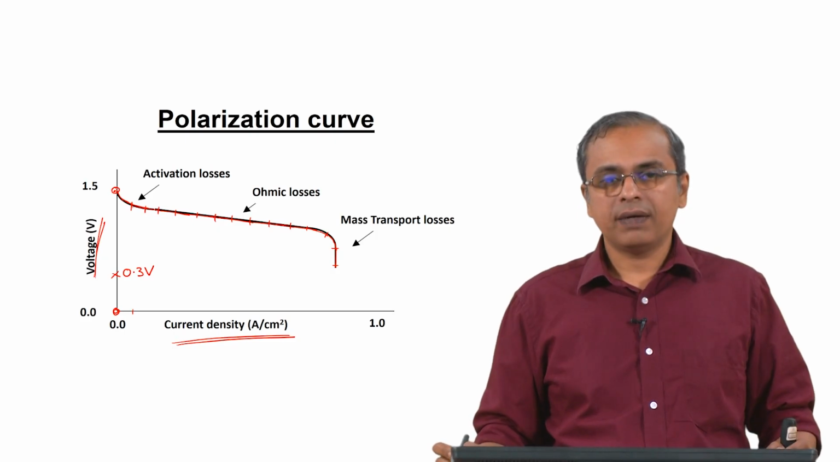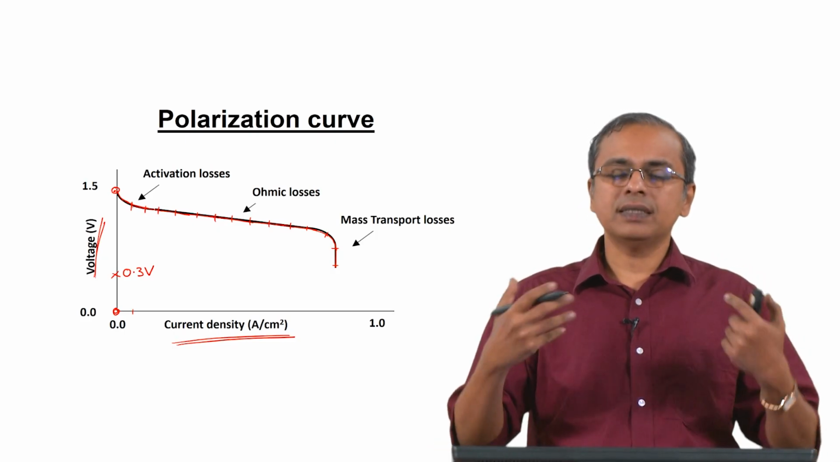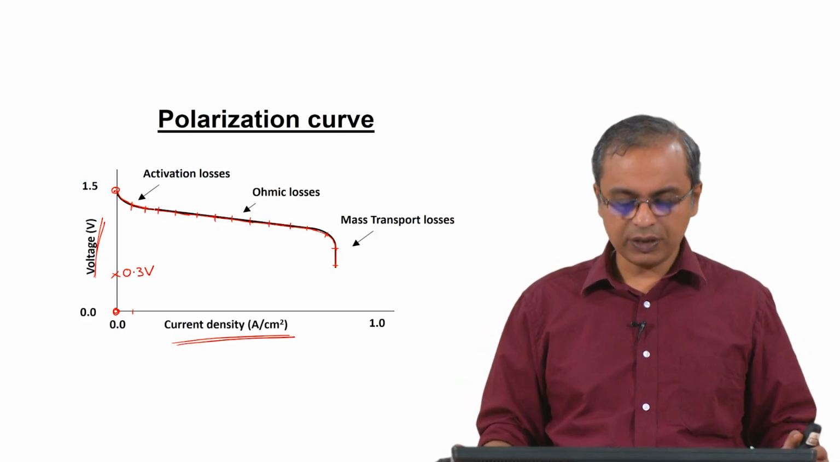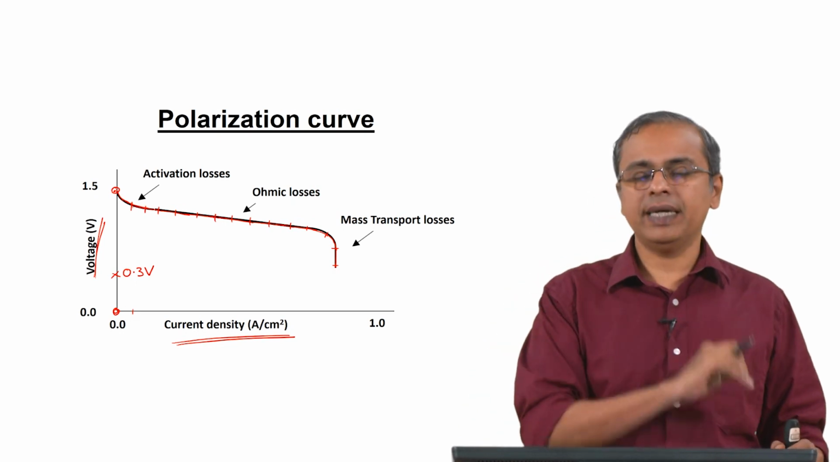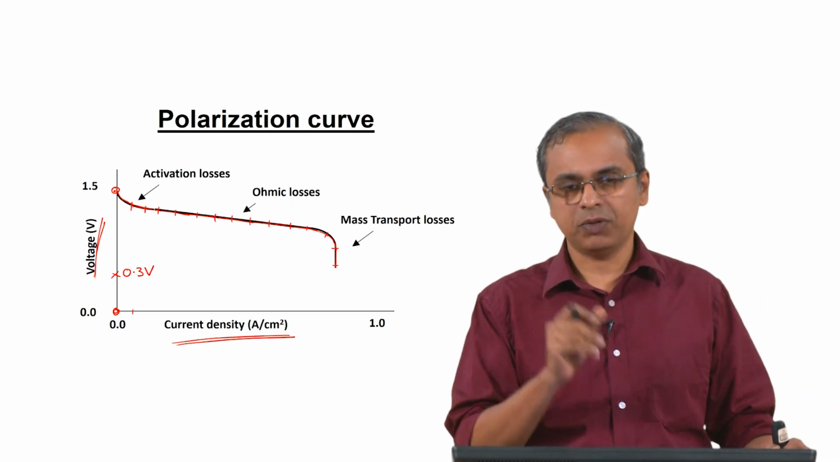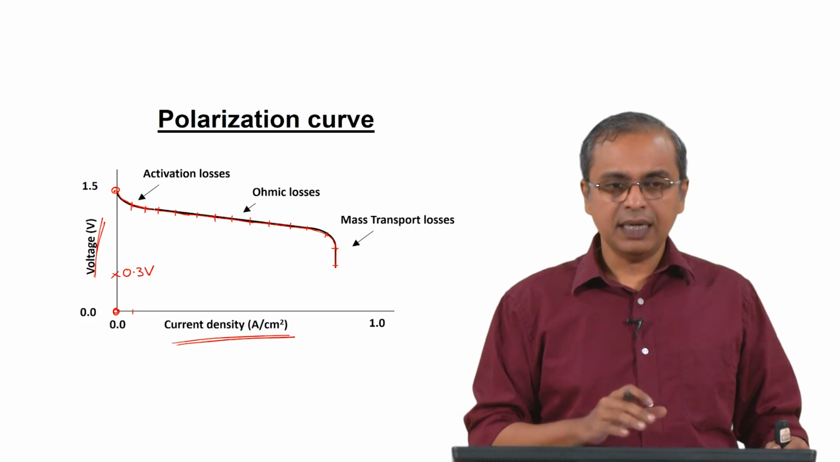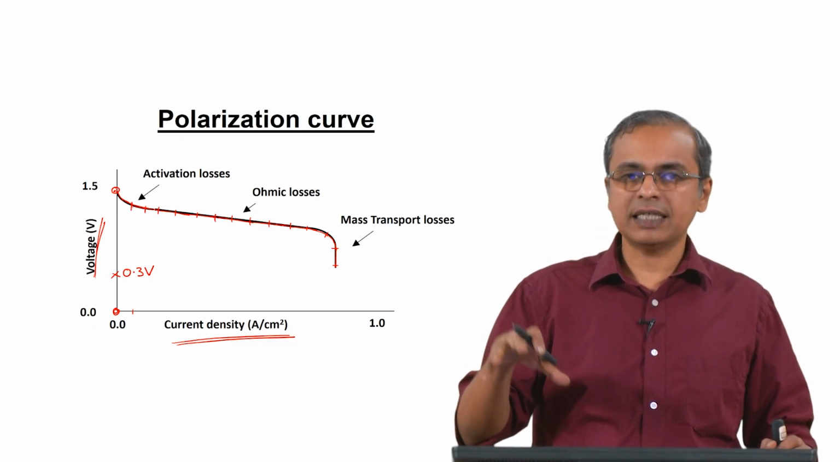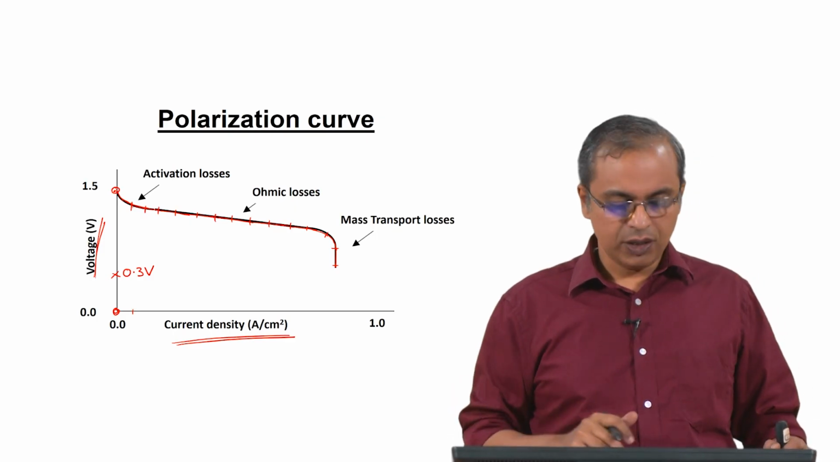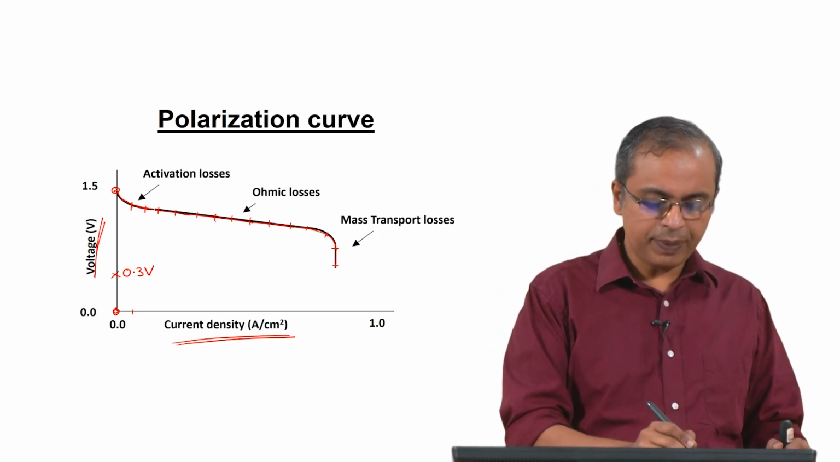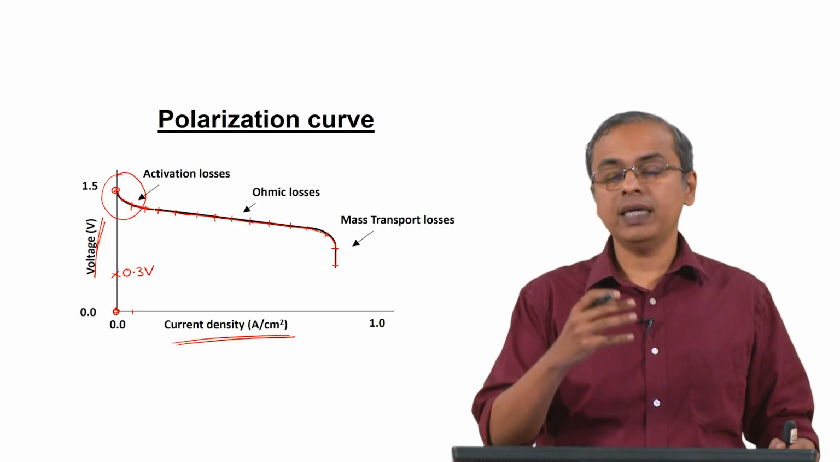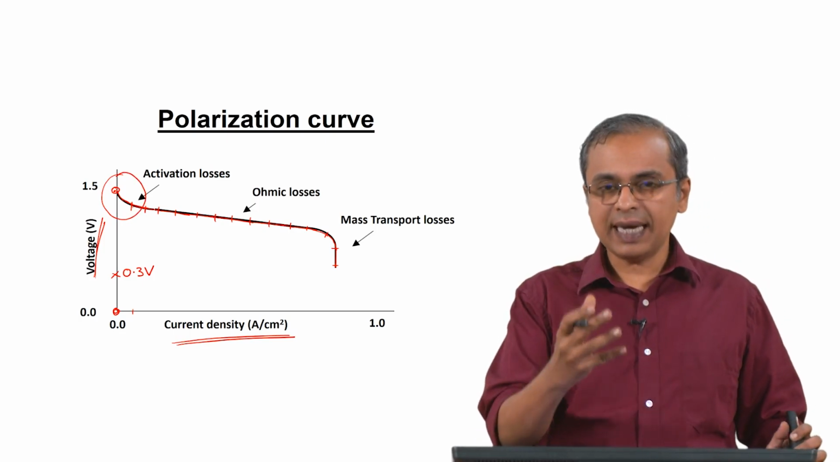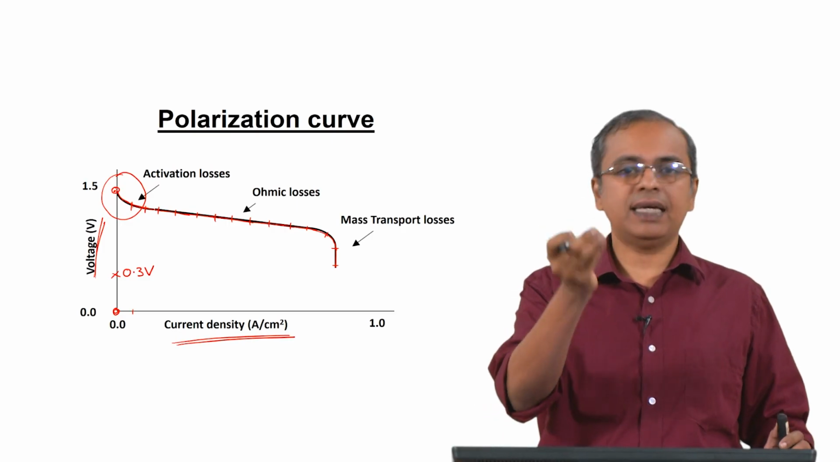Now we want to understand what this conveys to us about the cell. It is a very useful technique because it conveys several interesting things about the cell. The first thing is that different regions of this curve correspond to different aspects associated with the cell. What you see in the initial part of this curve relates to the manner in which the reaction is occurring at the reaction site.